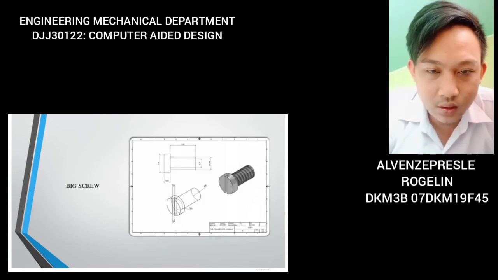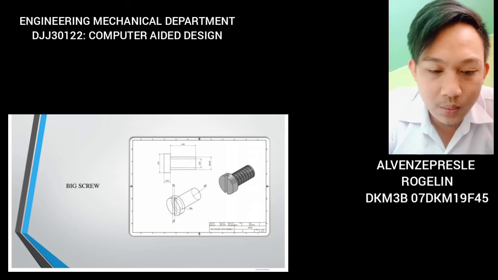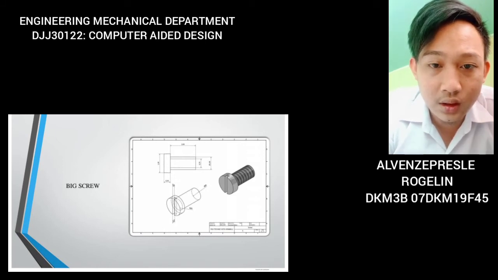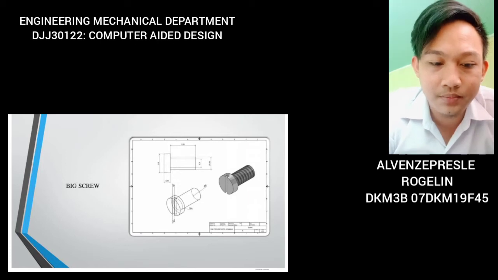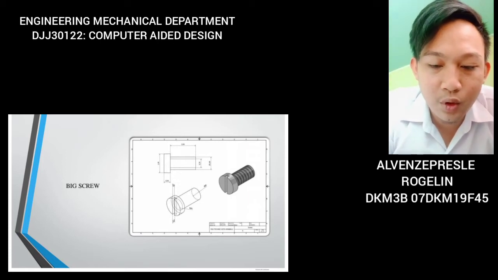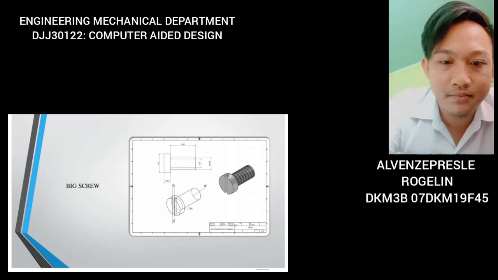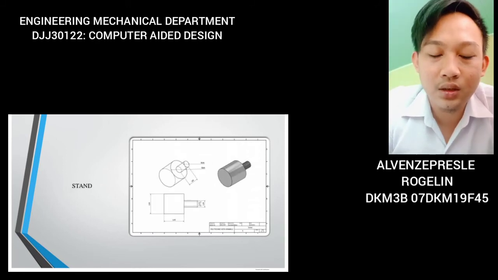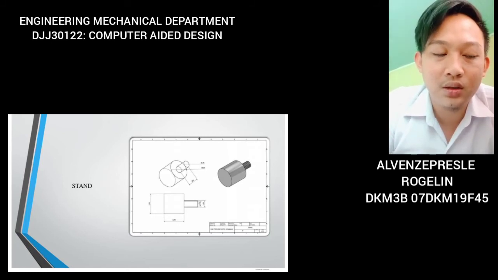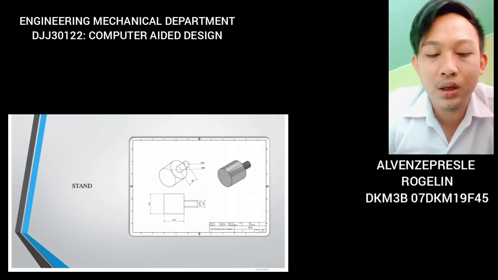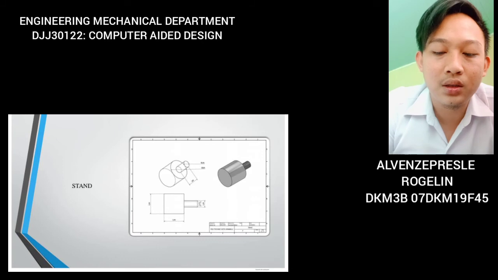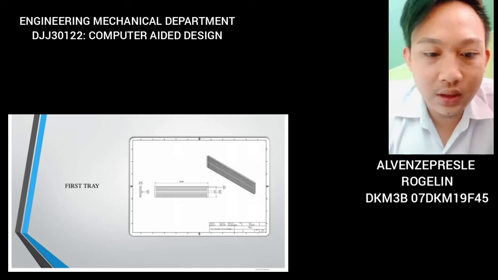And the next is the big screw. The big screw has a diameter at the upper part of 1.5, and the lower part is 1 diameter, and the height of this big screw is about 2 millimeter. Okay, next part is the stand. The stand part diameter at the upper part is about 3 diameter, and the lower part, which is a thread, is about 1 diameter. And the next part is the post tray.